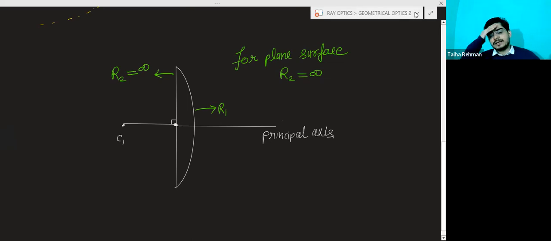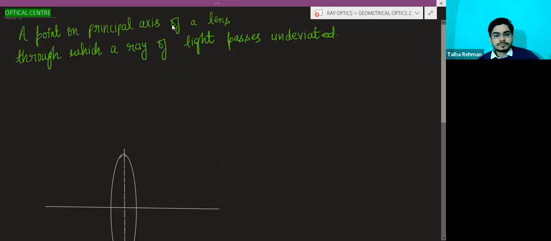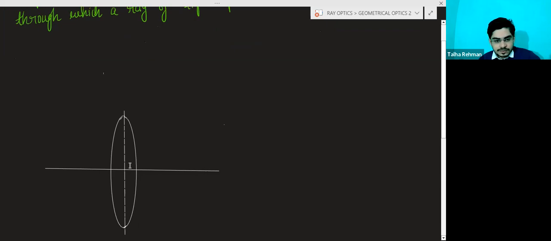So optical center is a point such that when a light ray passes through that point, there will be no deviation. The light ray will pass undeviated. That point is known as the optical center. So optical center: a point on the principal axis of a lens through which a ray of light passes undeviated. For example, this is a principal axis, and this is a convex lens.